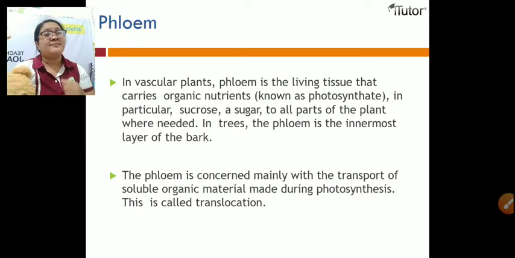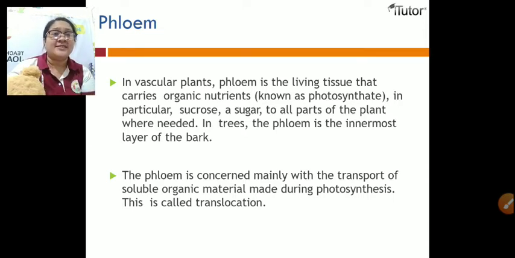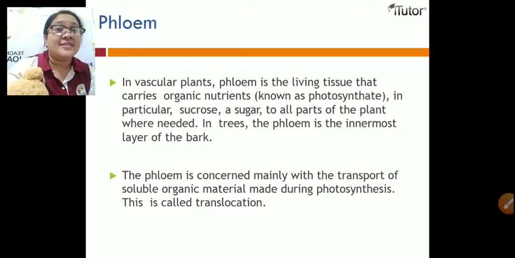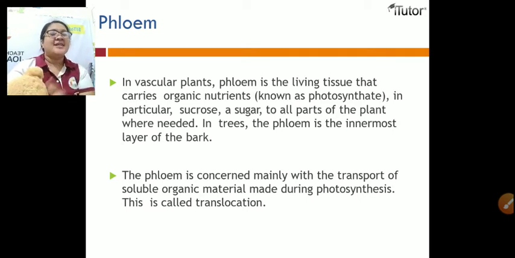The phloem is concerned mainly with the transport of soluble organic materials made during photosynthesis. What are these organic materials made during photosynthesis? These are the food prepared by the leaves for the different parts of the plant, such as nutrients and sugars. The phloem is concerned mainly with the transport of organic material made during photosynthesis, and this is called translocation. In other words, guys, xylem and phloem facilitate the transport of water, minerals, and food all throughout the plant.